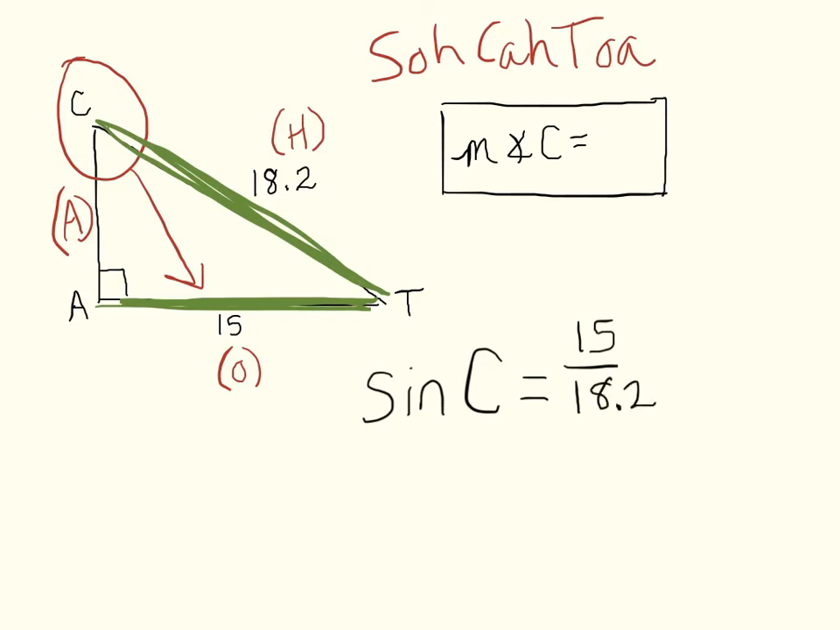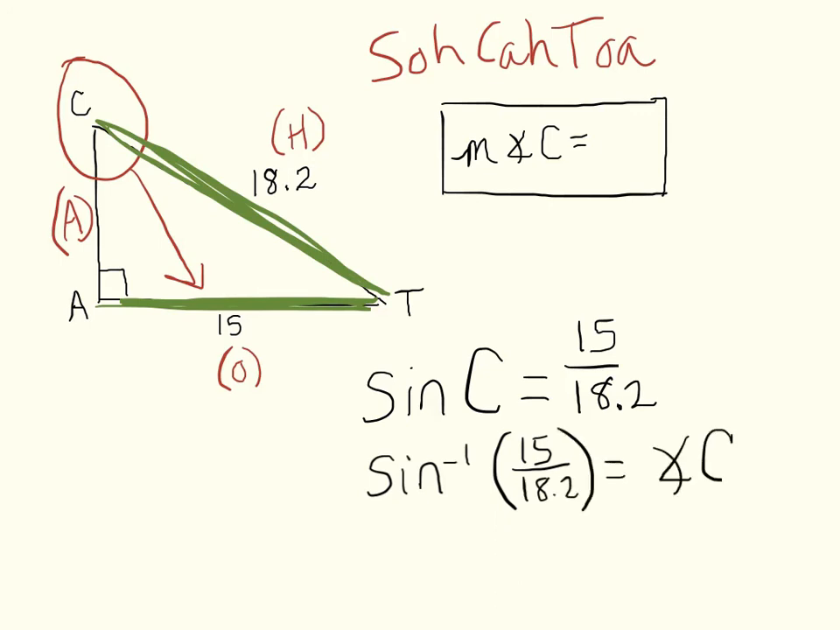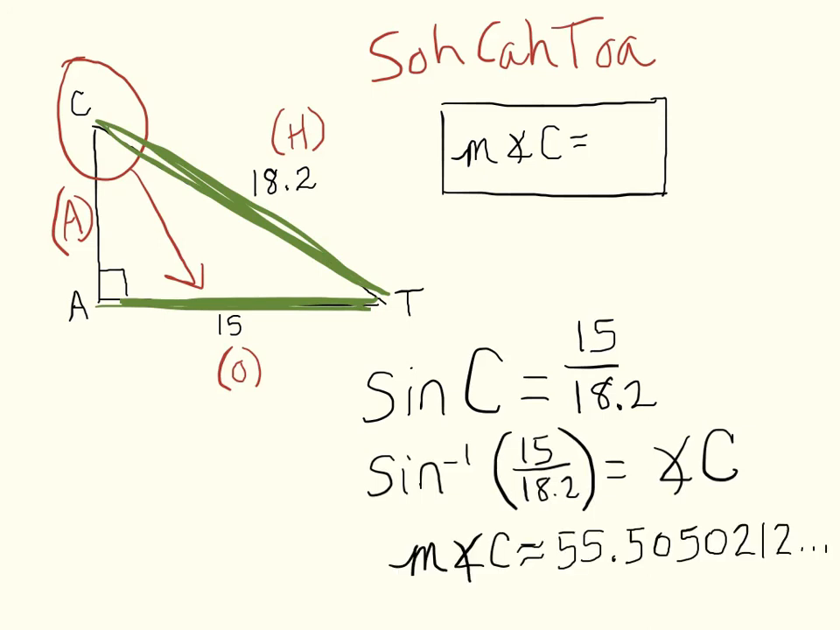Now what I'm trying to find is the angle itself. So this time I'm going to use the inverse sine. So inverse sine of 15 divided by 18.2 will equal my angle C. Now I need to use my calculator to find out what that is. So using my calculator, I found out that the inverse sine of 15 divided by 18.2 is 55.5050212, etc. So if I'm going to round that to the nearest whole number, which is usually what you do for degrees, then I'm going to write that the measure of angle C is 56 degrees.